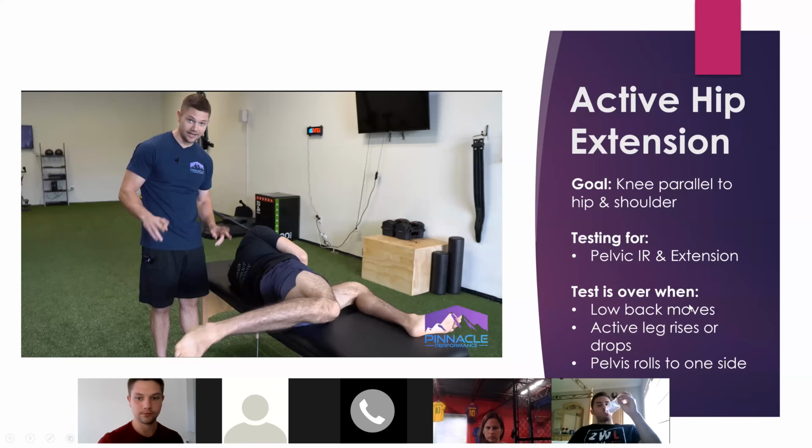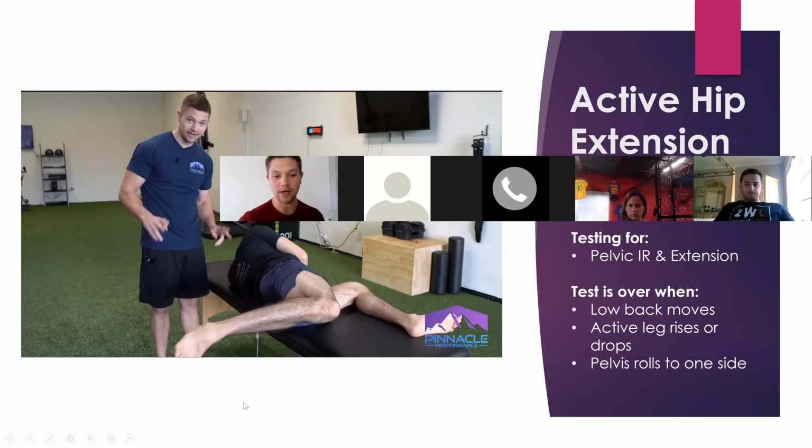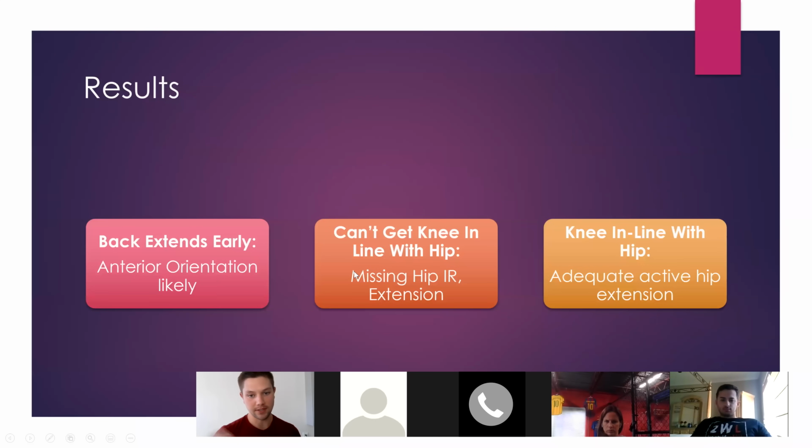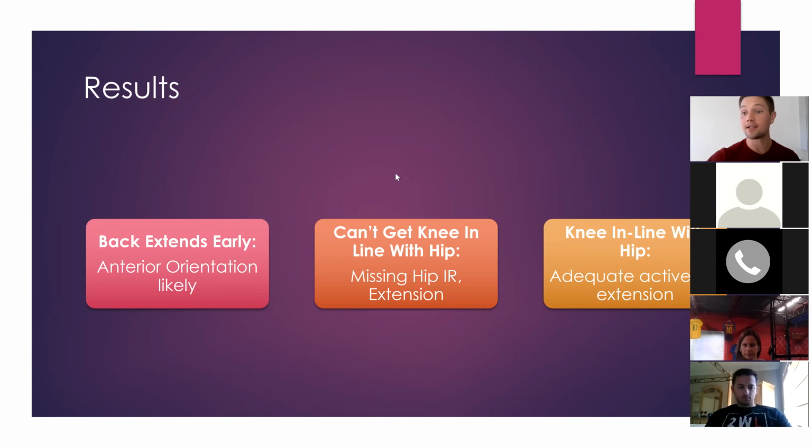So to summarize, if their back extends early, they're probably in an anterior orientation, or anterior pelvic tilt is what I also call that. If they can't get their knee in line with their hip, they're missing extension of the hip, internal rotation, all that good stuff. Knee in line with the hip is adequate active hip extension. Most people are going to be just fine if they can sufficiently bring that leg back and control that.